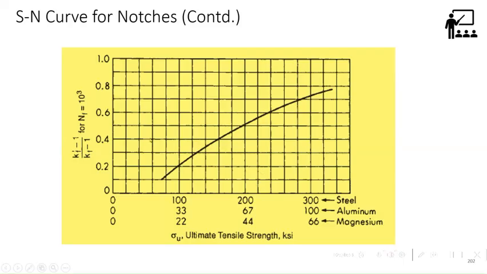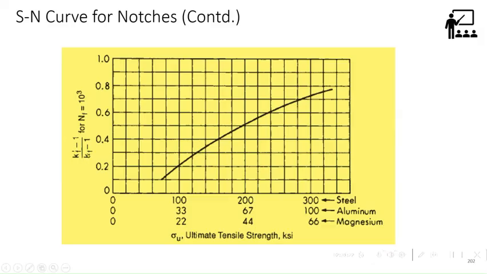This standard curve has on the x-axis the ultimate strength for steel, aluminum, magnesium, of course, if you know the ultimate material properties. And the y-axis is (K'f minus 1) by (Kf minus 1) corresponding to 10 to the power 3. That's it, 10 to the power 3. So if it's 100, you will get 0.2. This 0.2 is nothing but (K'f minus 1) by (Kf minus 1) is equal to 0.2. Kf we have to calculate using that relation.